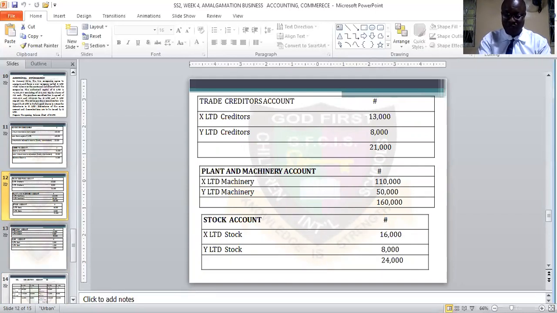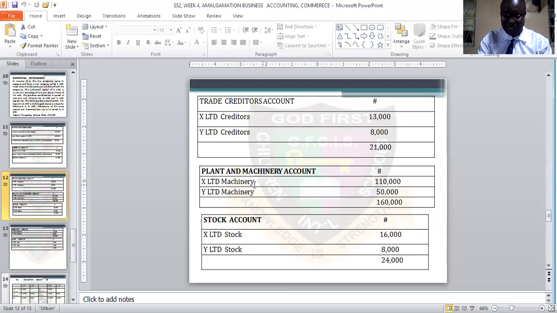Mind you, we have sundry shareholders, 20,000 naira. And as well, we also have the reserve account, balance for reserve account, that's 14,000 naira. That means we have 20,000 naira for sundry shareholders and 14,000 naira for reserve account. So when we get to the balance sheet, we are going to make use of all these additional or adjustment accounts. So we have trade creditors account. Under we have S Limited creditors, that is 13,000 naira. Y Limited creditor is 8,000 naira. So add 8,000 naira and 13,000, you get 21,000 naira.